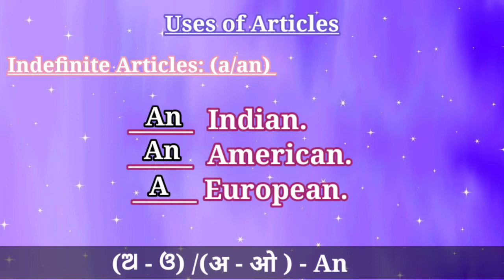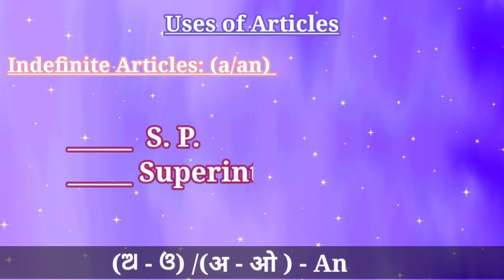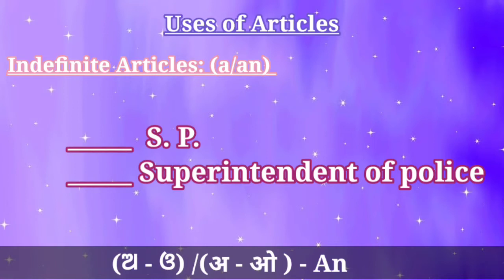Clear? Now tell me what to use here, a or an? Dash SP, dash Superintendent of Police. Both indicate the same person. First one is the short form of the second one, but the first one is pronounced as S P. A is there. So we can say an SP. But in second case, Superintendent. Sir is not a vowel sound. So we use a Superintendent of Police. Clear children? So an SP but a Superintendent of Police.